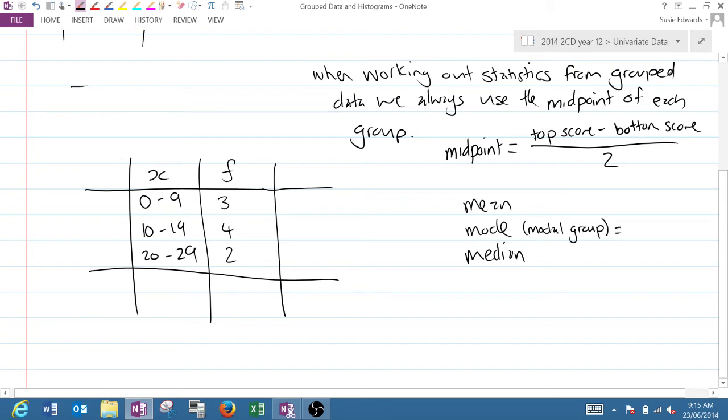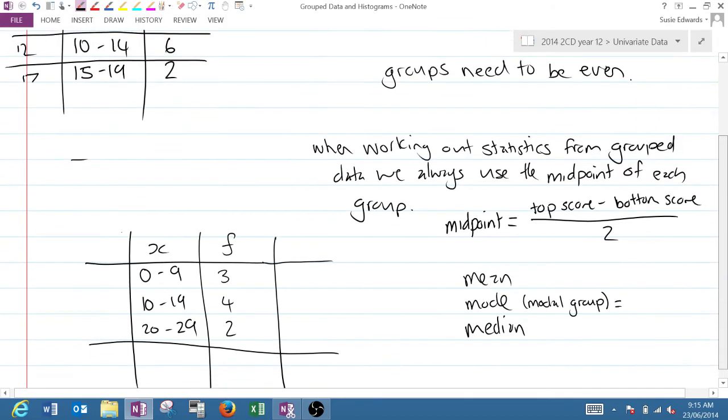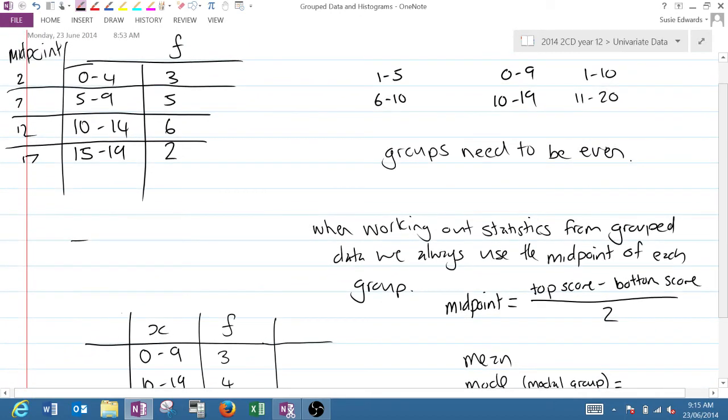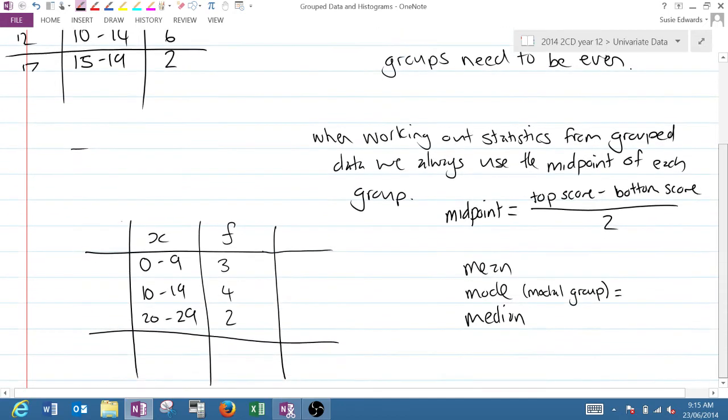Okay? Julie? Yeah. So, how would I find the mode for this? What's the modal group? Which one has the highest frequency? 10 to 19, okay? So modal group will just be 10 to 19. That was what you'd write. It's the group which it's in. It's still quite easy there.